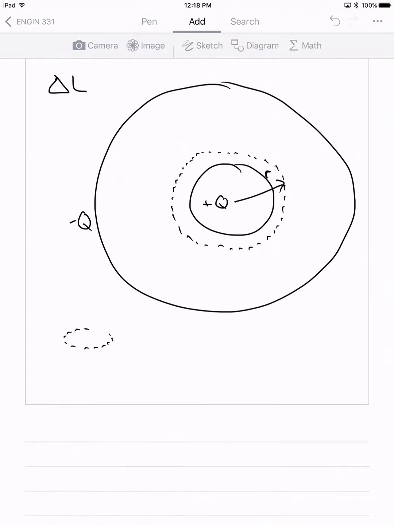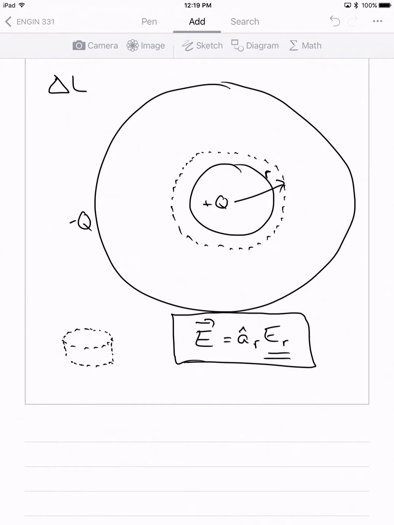If I just draw the Gaussian surface, it's a tiny cylinder. It has a top and bottom, and it also has sides. By symmetry, because of the fact that this coaxial cable has a constant cross-section forever and ever, we can say that the electric field will only have a radial component. We're going to write that as E equals a hat r E sub r. So it only has a radial component.